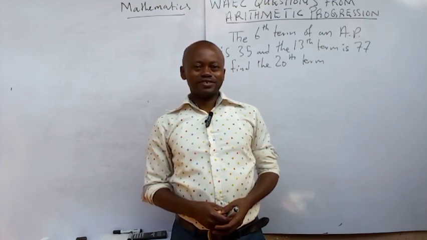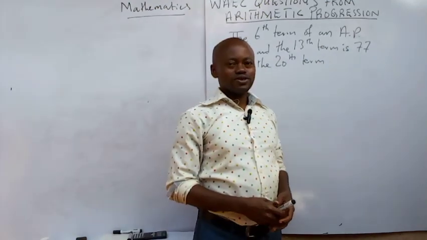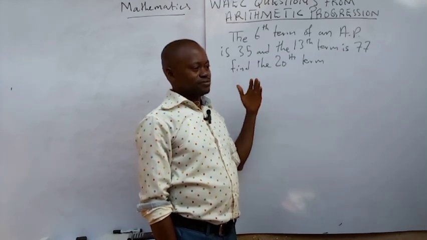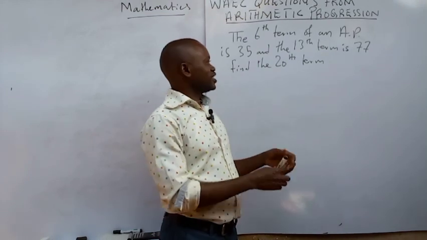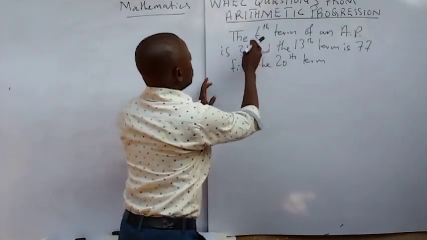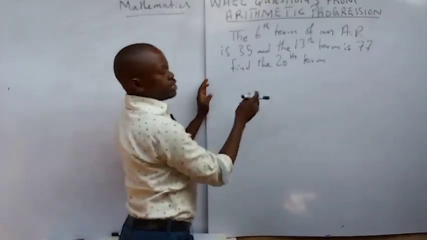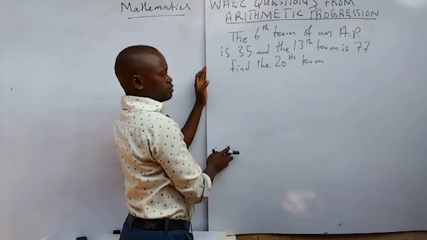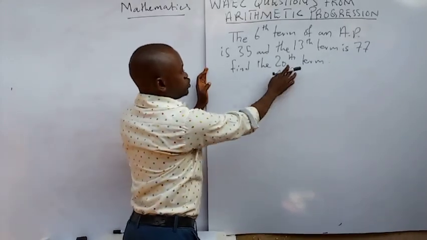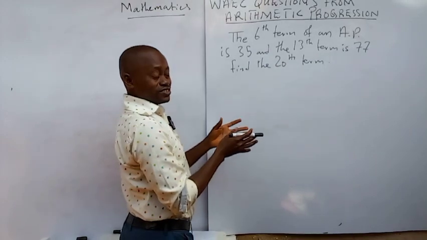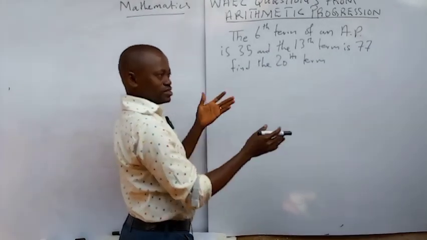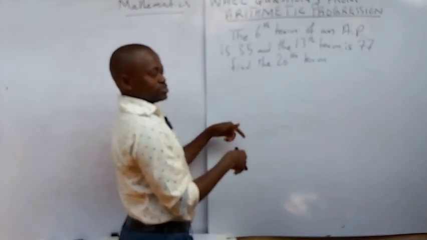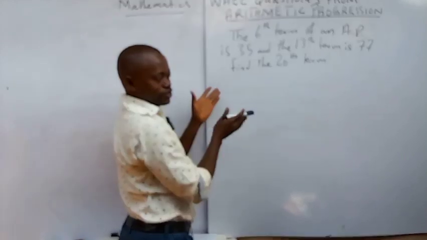In this tutorial class of today, I'm going to be showing you how to solve this WAEC examinable question. Stay put and you're going to enjoy it. This question says the sixth term of an arithmetic progression is 35 and the 13th term is 77. Find the 20th term. This is class 6. We have dwelt so much in so many things inside arithmetic progression. If you are joining us for the first time, please go back and get the details so that you can follow this.